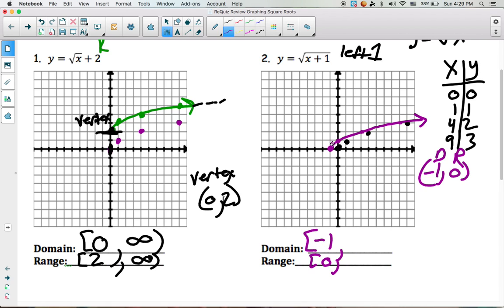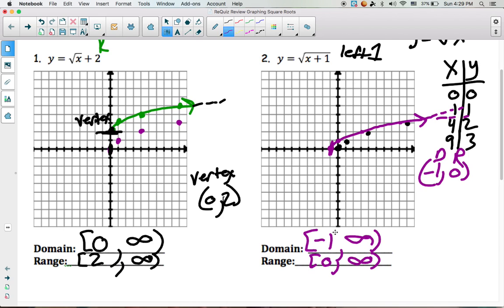For the domain, it's left and right. So the left is at -1 on the x. If you go to the right, it keeps going to the right. So that would take you to infinity on the x-axis. For the range, it's the bottom of the graph, which at the very bottom you're at the vertex, which is at a y of 0. And if you keep going up to the top, it keeps going up. If you go up on the y-axis, that will take you to infinity. So it would be 0 to infinity.